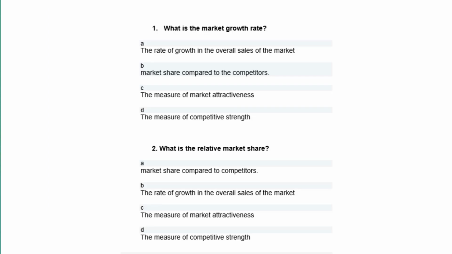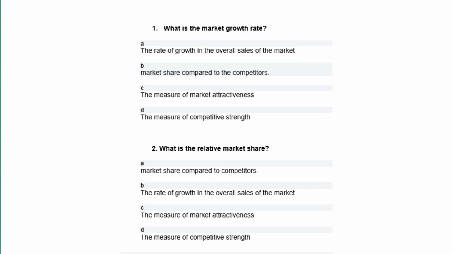So let's go through some multiple choice questions I've put together just to double check your understanding of the Boston Group matrix. So the first question is, what is market growth rate? A, the rate of growth in the overall sales of the market, B, the percentage of market share compared to competitors, C, the measure of market attractiveness, D, the measure of competitive strength. Well, the answer is A, the rate of growth in the overall sales in the market.